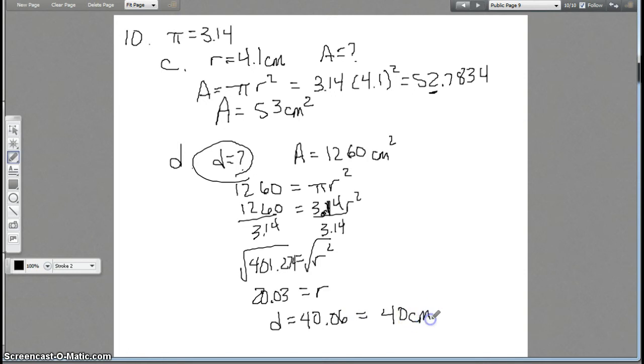And our answer is going to be in centimeters. Because we had centimeters squared, when we squared our radius, we had centimeters squared. When we took the square root, we got just plain centimeters.